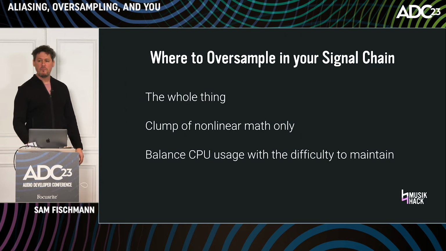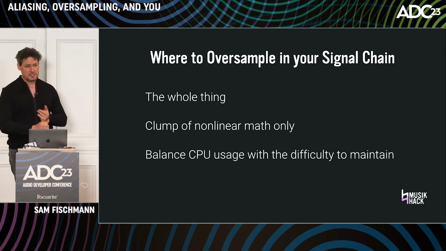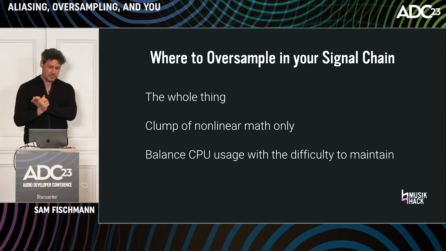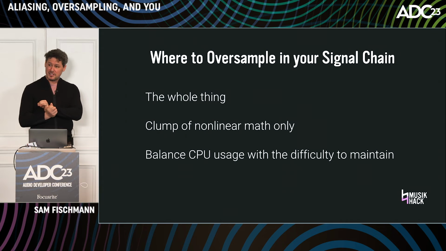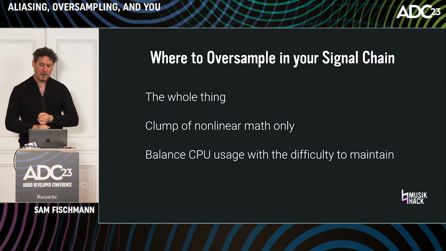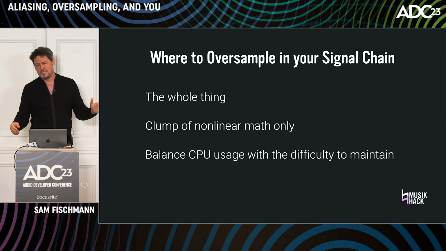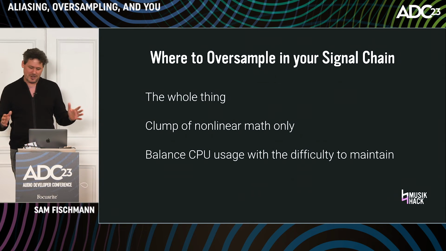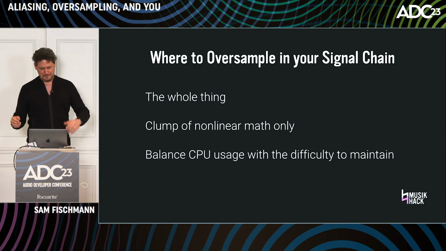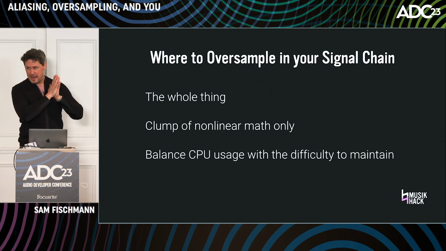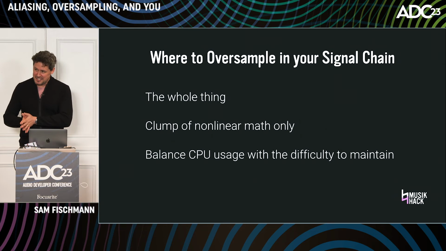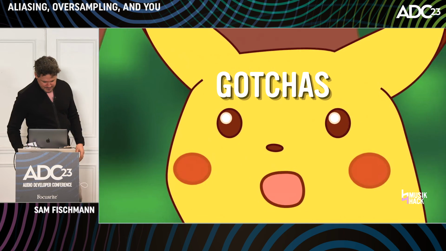So let's talk about where you might want to oversample in your signal chain. One option is you could just oversample the whole damn plugin. That's totally fine. In fact, I actually think a lot of the time it's good because I'm about to go over a bunch of things that might happen if you don't do that. However, you can also just oversample your nonlinear math, right? Because I said if your math is linear, you don't have to worry about, well, there are some situations, but for the most part, for distortion, you don't have to worry about aliasing as a problem. Right, so you need to balance CPU efficiency with the difficulty to maintain your plugin because it could get really hard and there are lots of these.